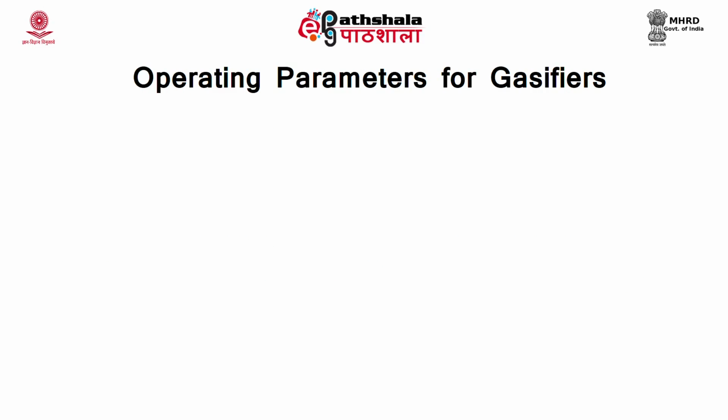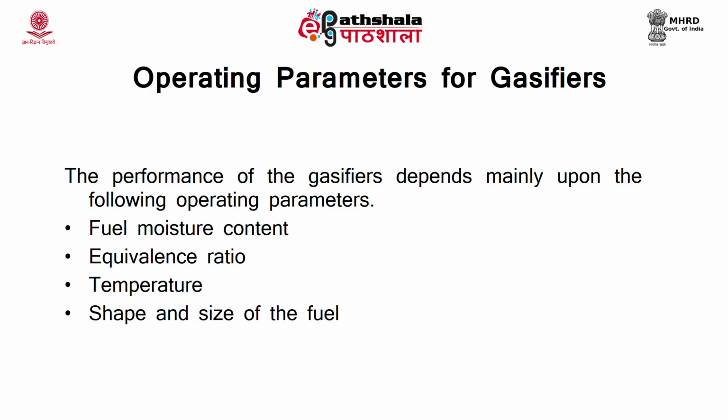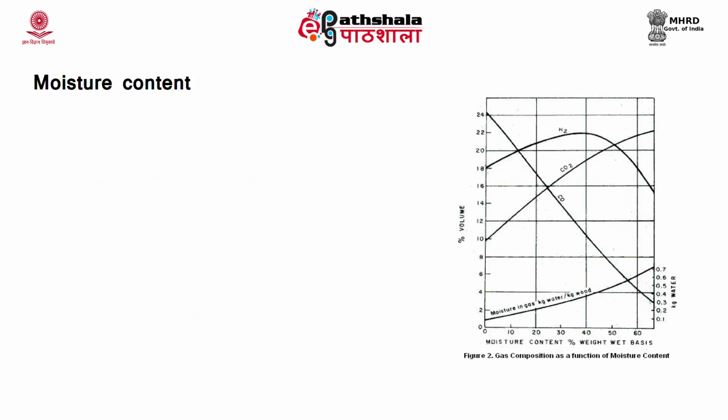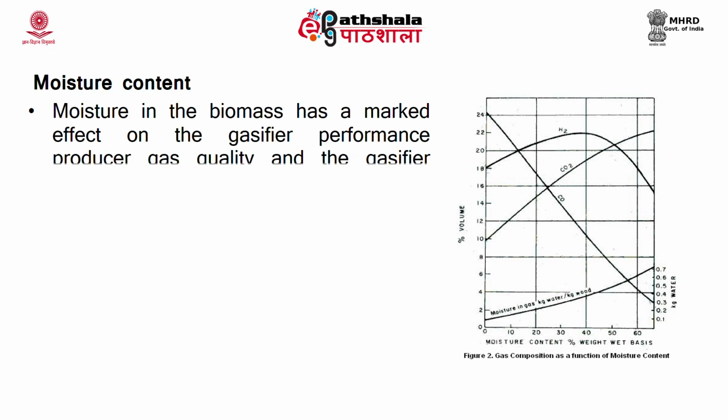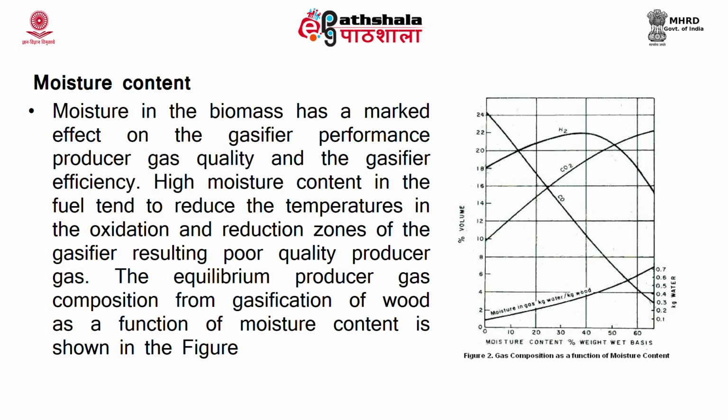What are the operating parameters for gasifier? The performance of gasifier depends mainly upon fuel moisture content, equivalence ratio, temperature, shape and size of the fuel. The moisture content: moisture in the biomass has a marked effect on gasifier performance, producer gas quality and gasifier efficiency. High moisture content in the fuel tends to reduce the temperature in the oxidation and reduction zones of the gasifier, resulting in poor quality producer gas.